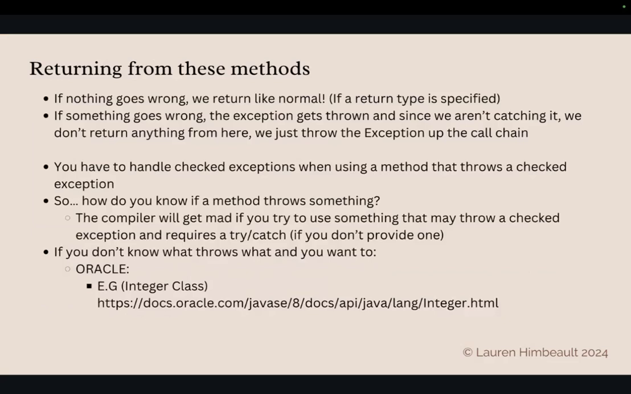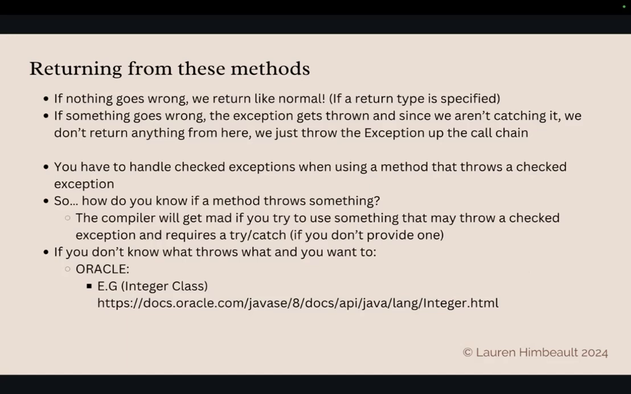Right? If nothing goes wrong, we return like normal. That's great. But if something does go wrong, our exception will get thrown. And if we don't handle it internally, we're not going to return anything from our method, right? We are just going back up the call stack, and that's all we're going to get out of it. You have to handle checked exceptions when using a method that throws a checked exception, right?